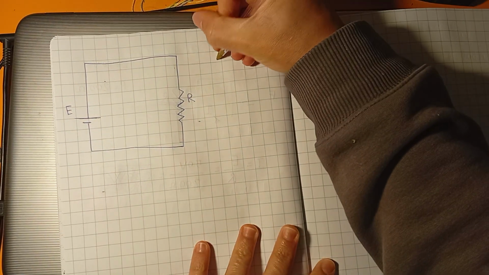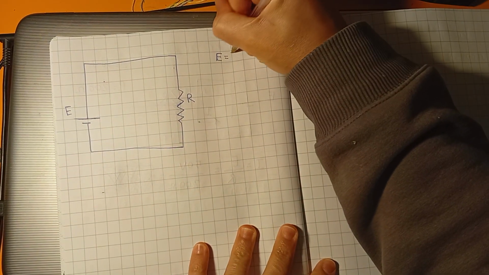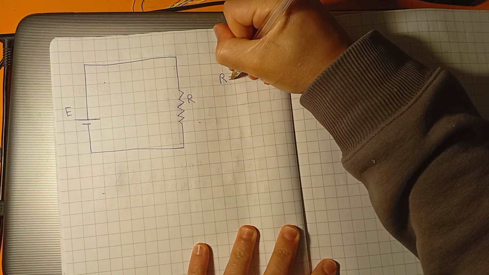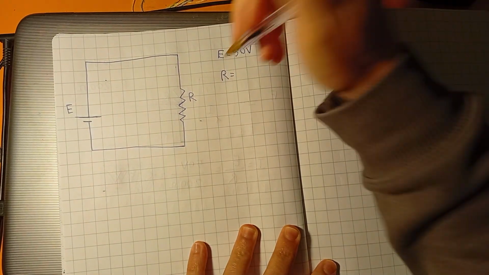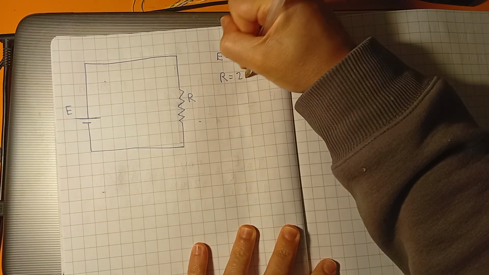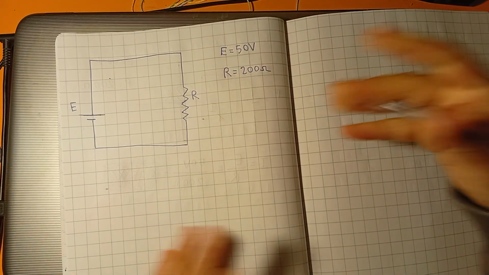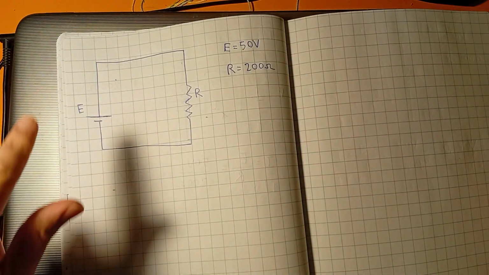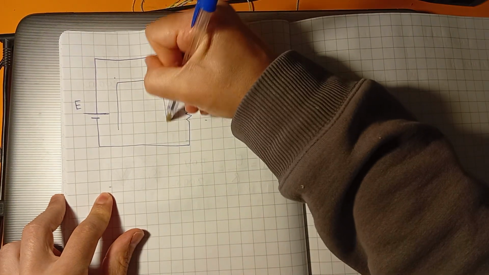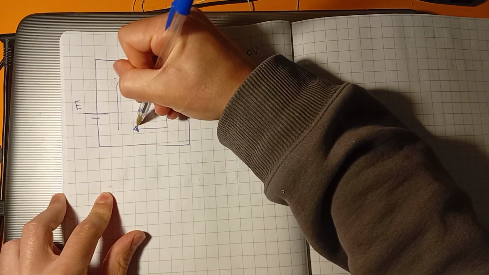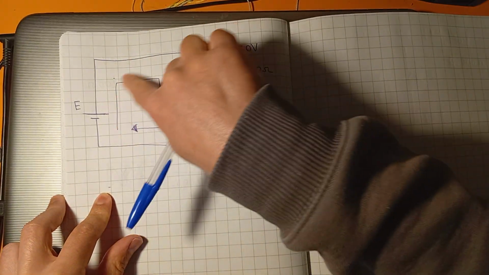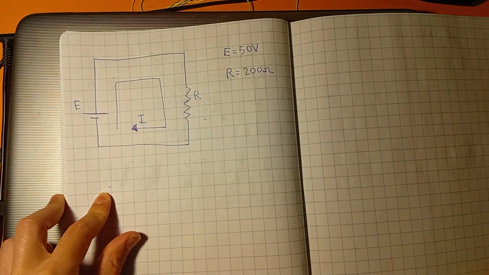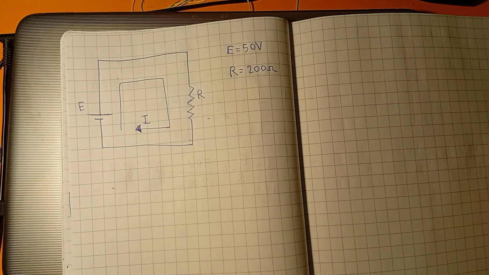Let's say that the voltage source has 50 volts, and the resistor has, how much could it be, 200 ohms. So we have this circuit, voltage source and resistor. Well, in this circuit we will have a current flowing in the conventional direction, flowing this way. How much is the current? What is the value of this current?